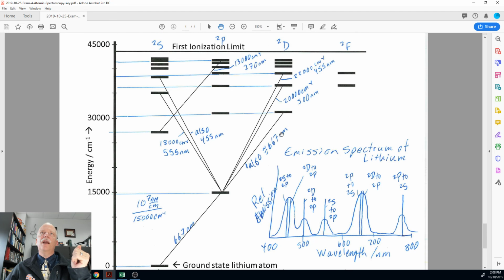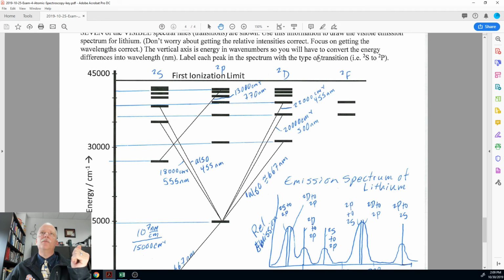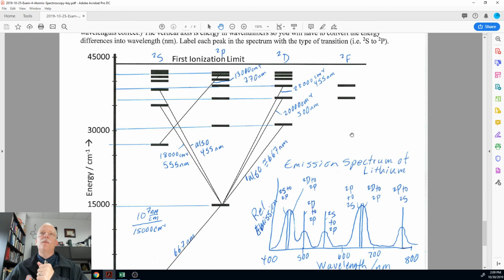Now I went ahead and asked in this problem, label each peak in the spectrum with the type of transition, i.e. doublet S to doublet P, etc. So this line here is that doublet S to doublet P. That's the 455 line dropping down. The doublet D to doublet P, same wavelength, is this jump here. Then at 500 nanometers, we have the 20,000 wave number line. That's going doublet D to doublet P as well.